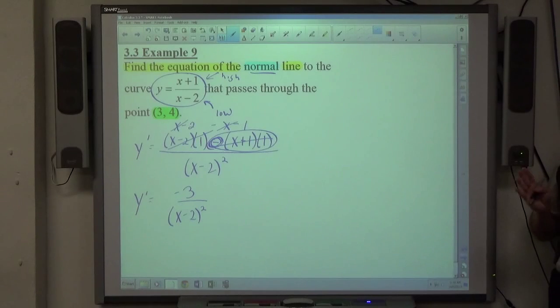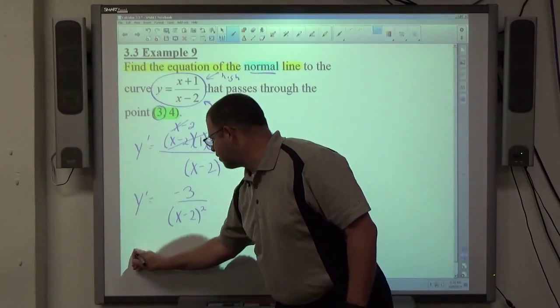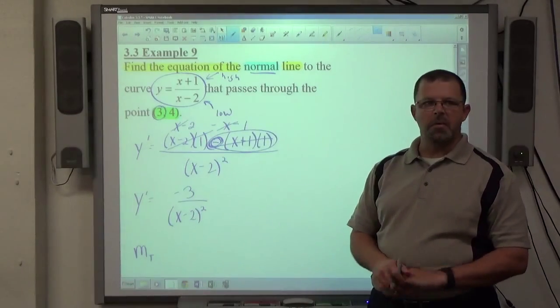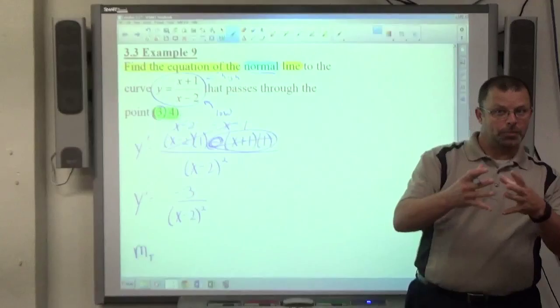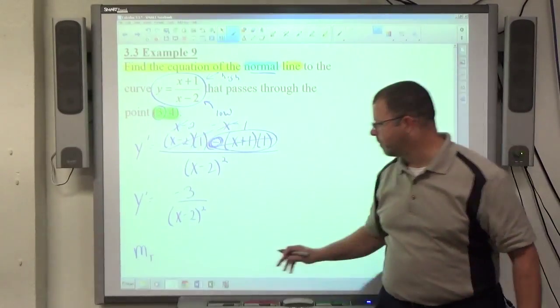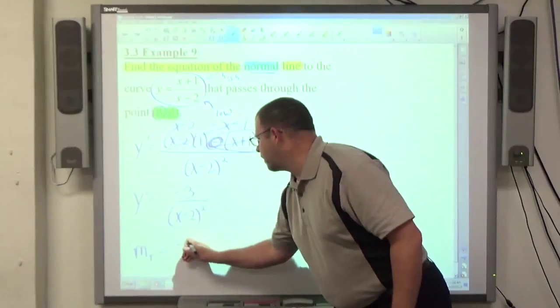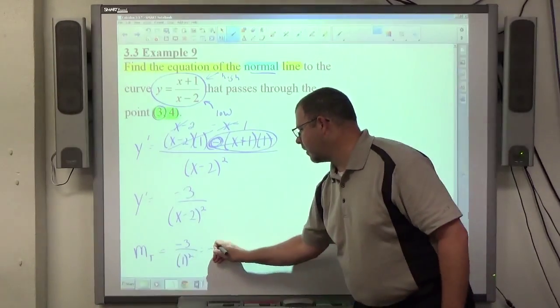Alright, so again, job 1 of finding the equation of the normal line is to find the derivative of the function. The derivative of the function is the slope formula for the tangent. So to find the tangent line, I've got my point 3 comma 4. So the slope of the tangent line, I'm going to put slope sub t. Maybe put some sort of a subscript there to really reinforce in my mind this is not what I'm looking for in the purposes of my problem. It's what I need to find what I'm looking for. Okay, the slope of the tangent line, if I substitute x with the number 3, I'm going to get negative 3 over 3 minus 2, also known as 1 squared. That just equals negative 3, right?